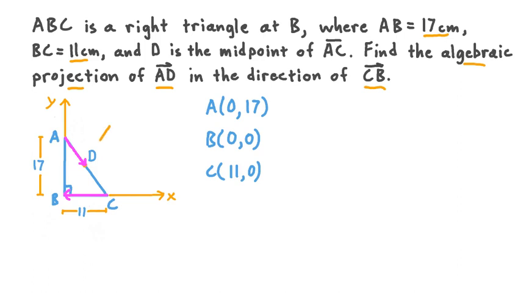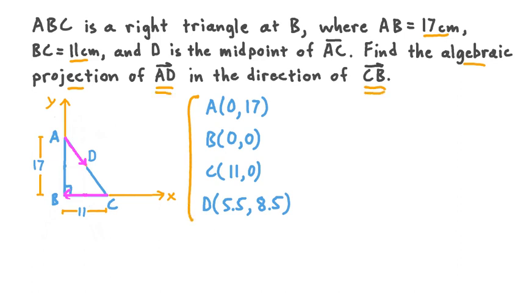But now, what about the coordinates of point D? Because point D cuts in half the line segment AC, that means its x and y coordinates are 1/2 of the side lengths of those two sides of our triangle. That is, the x-coordinate of D is 11 divided by 2, or 5.5, while the y-coordinate is 17 divided by 2, or 8.5. Knowing all this, we can now focus on solving for the components of our two vectors, AD and CB.